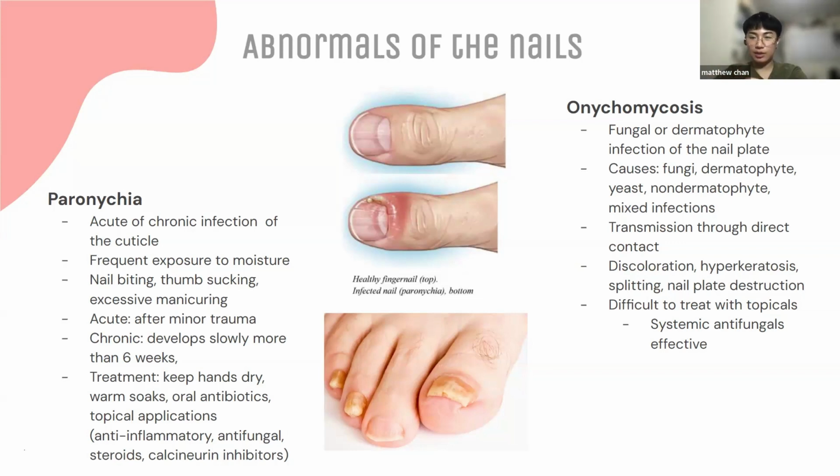For onychomycosis, it's a fungal or dermatophyte infection of the nail plate, and it's caused by fungus, dermatophytes, yeast, or it could be a mix. And it's transmitted through direct contact. The symptoms are discoloration, hyperkeratosis, which is like thickening of the outer layer of skin, splitting of the nail, or nail plate destruction. And this is hard to treat with topicals because the ointments can't penetrate through the nails. So it's better to use systemic antifungals.